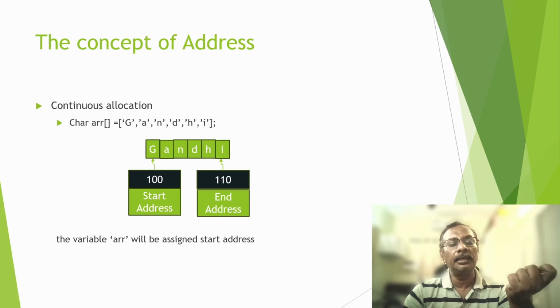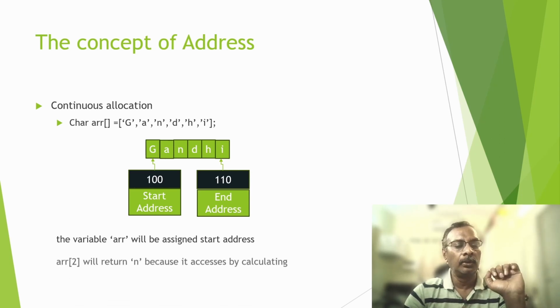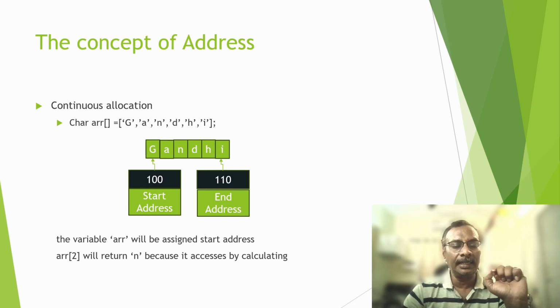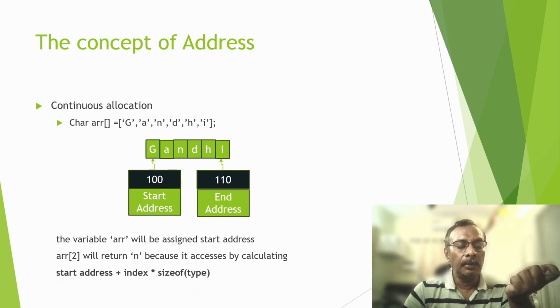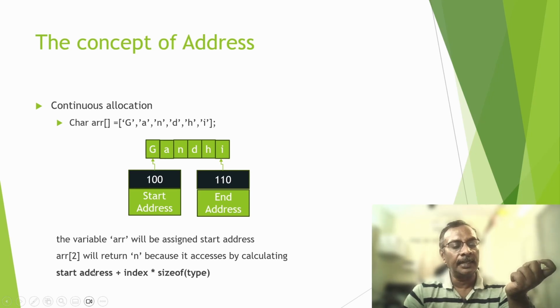How do I print n when I say ARR of 2? ARR of 2 will return n because it is accessed by calculating based on the starting address. How does it calculate? Like this. 2 here. So it takes the start address plus 2 into the size of the type. The type is character, so the size of type is 2. So index is 2. 2 into 2 is 4, and it will add that 4 to the start address, which is 104.